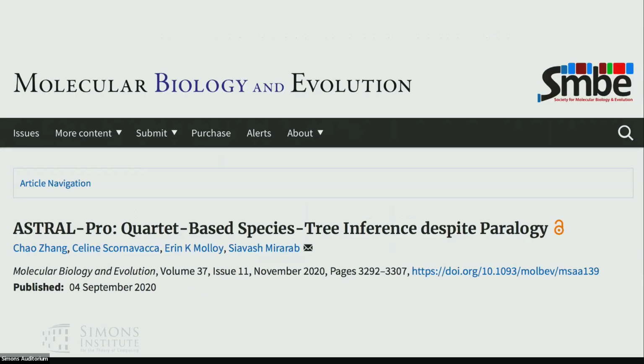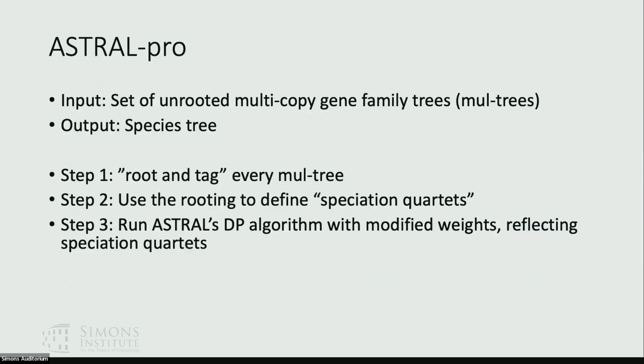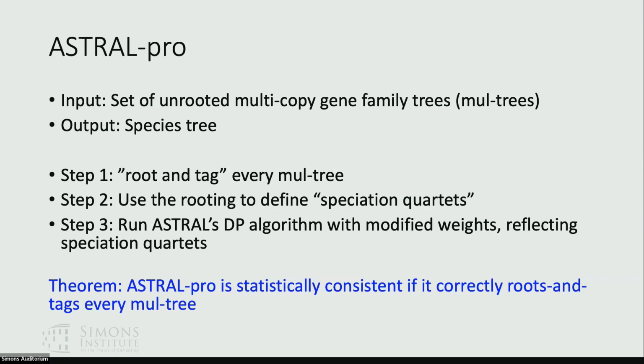Okay, so what was nice is that the result about Astral Multi being statistically consistent got Siavash Mirarab, who is the main developer of Astral, to make a version of Astral that was specifically designed for dealing with GDL. The idea is that it takes every multi-copy gene family tree, roots it, and tries to figure out where the duplications occur. After it's done that, it modifies the quartet optimization approach to come up with a method that's still polynomial time.